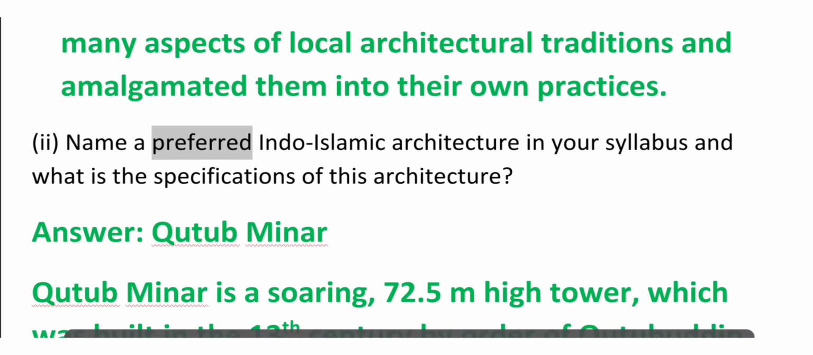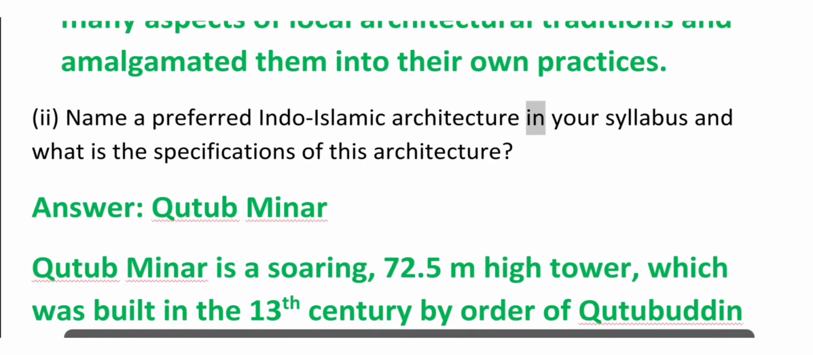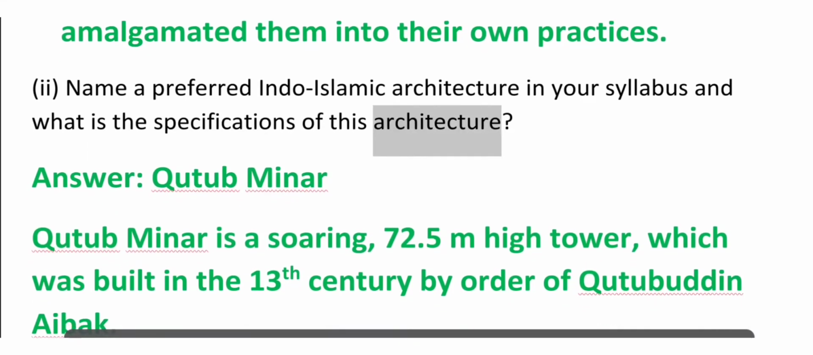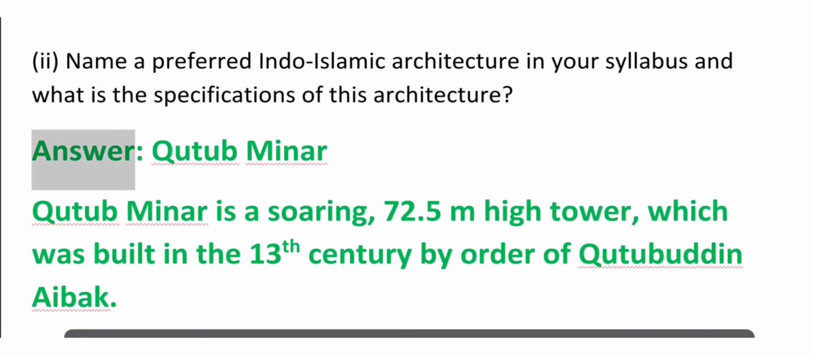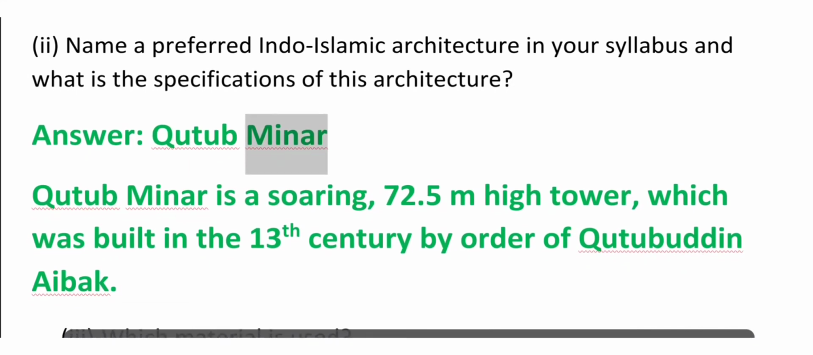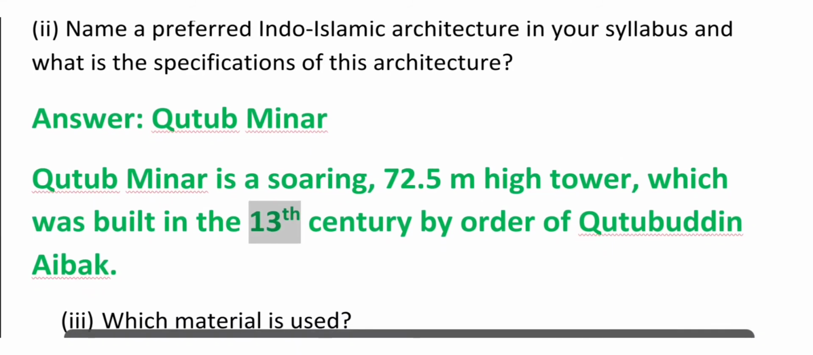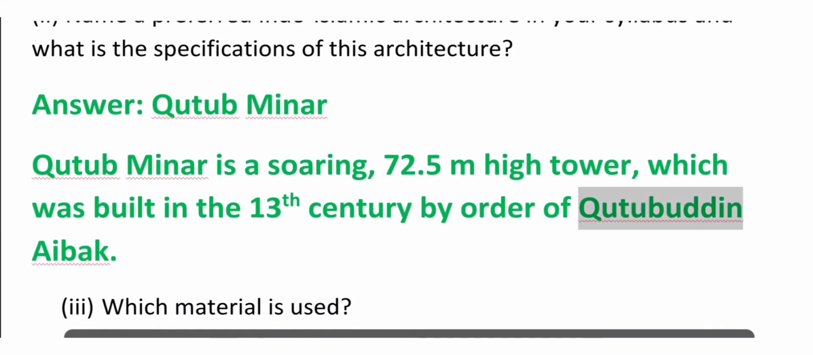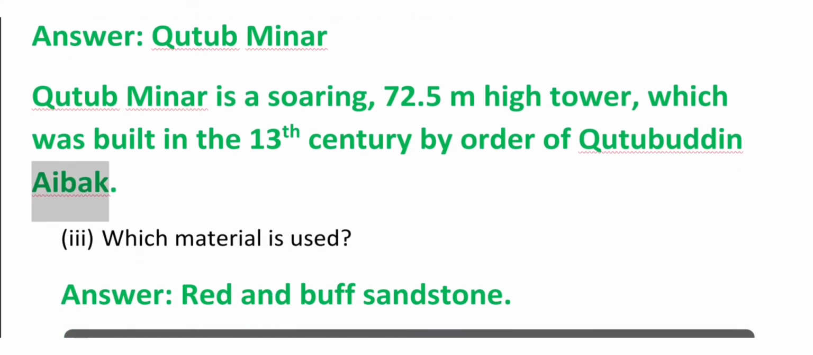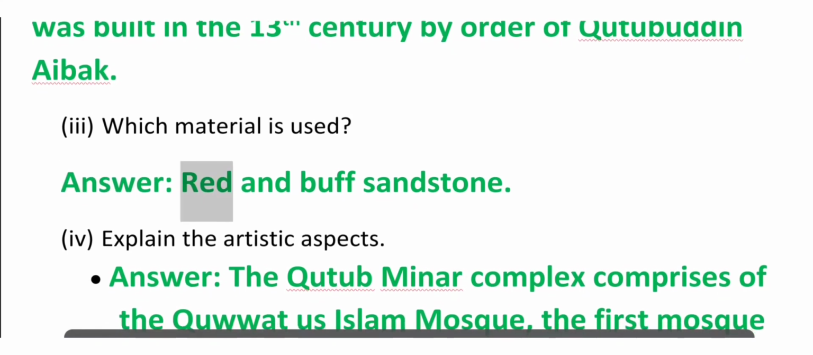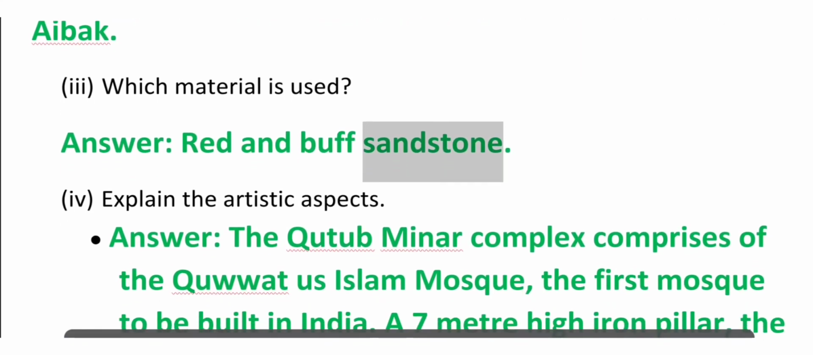2. Name a preferred Indo-Islamic architecture in your syllabus and what are the specifications of this architecture? Answer. Qutub Minar. Qutub Minar is a soaring, 72.5 m high tower, which was built in the 13th century by order of Qutubuddin Aibak. Which material is used? Answer. Red and buff sandstone.